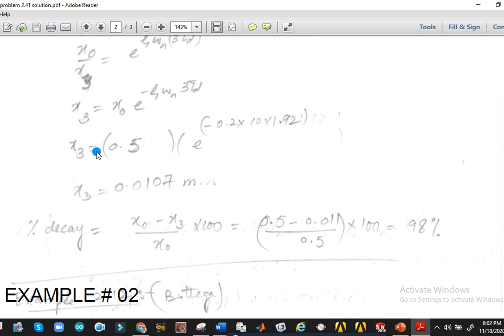So what is the final expression for the third cycle? That means the initial amplitude was 0.5 meter, and what is the amplitude of the third cycle when we have the damping ratio of 0.2? So the third cycle amplitude is only 0.0107 meter.